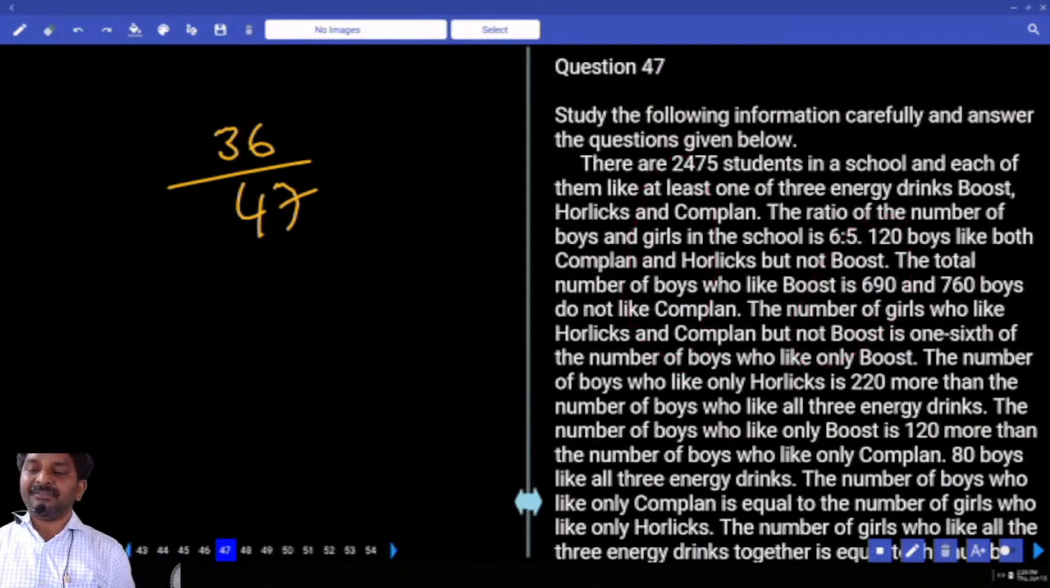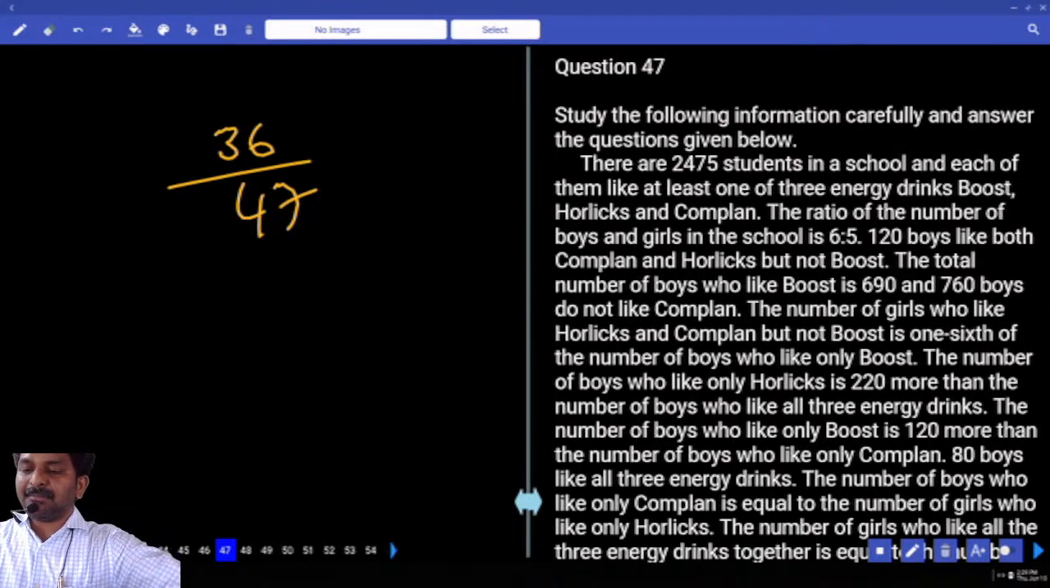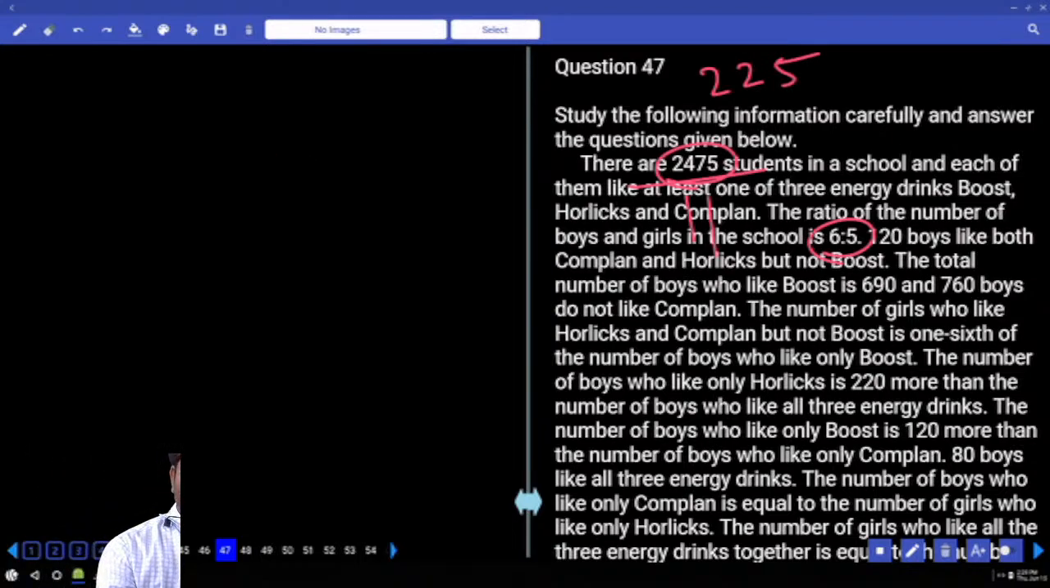There are 2475 students in a school, and each of them likes at least one of 3 energy drinks: Boost, Horlicks, and Complan. The ratio of number of boys and number of girls in the school is 6:5. How many parts are there? 11 parts is equal to this much. Then 1 part is equal to that divided by 11, which is 225. How many boys are there?